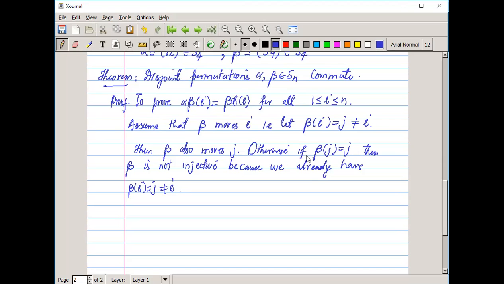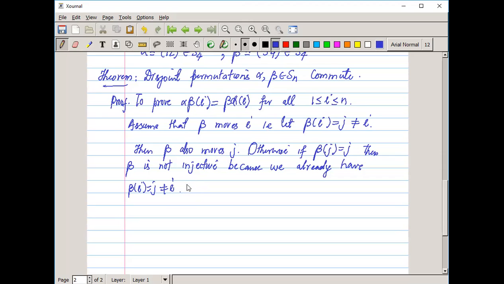So if beta does not move j, then beta of j is equal to j, but we already have beta of i is equal to j, and these two numbers i and j are two distinct numbers. That means beta sends i to j and beta also sends j to j. That means under beta two different elements have the same image. So beta is not an injective mapping, but since we already know that beta is a bijection, it must be injective as well as surjective. Therefore the only thing that we can conclude here is that whenever beta moves i and beta of i is equal to j, then beta must also move j.